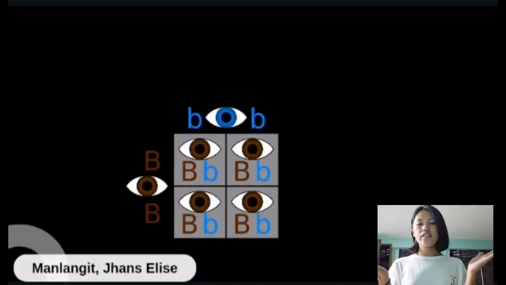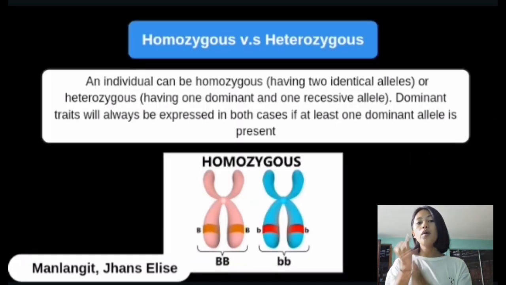Homozygous versus heterozygous. An individual can be homozygous, having two identical alleles, or heterozygous, having one dominant and one recessive allele. Dominant traits will always be expressed in both cases if at least one dominant allele is present.